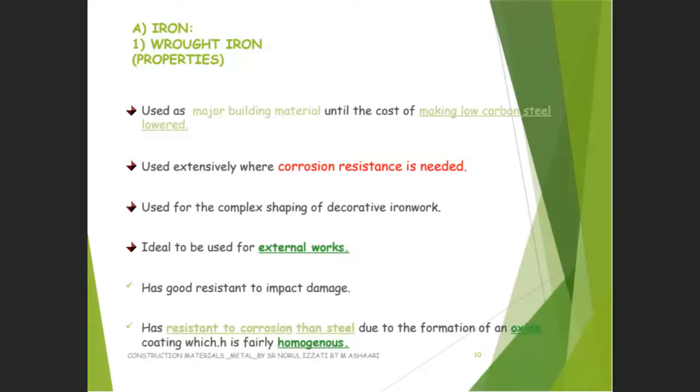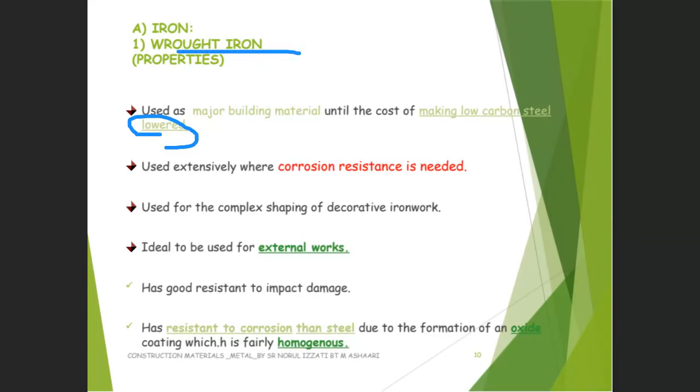Okay, so under iron, one of the categories that we are going to look at after this is wrought iron. Every time we look at wrought iron, we always think about the Eiffel Tower, because this is one of the famous buildings we have seen before. It is normally used as a major building material until the cost of making low carbon steel is lowered, meaning reduced. Before that, we may use wrought iron. It is used extensively where corrosion resistance is needed.